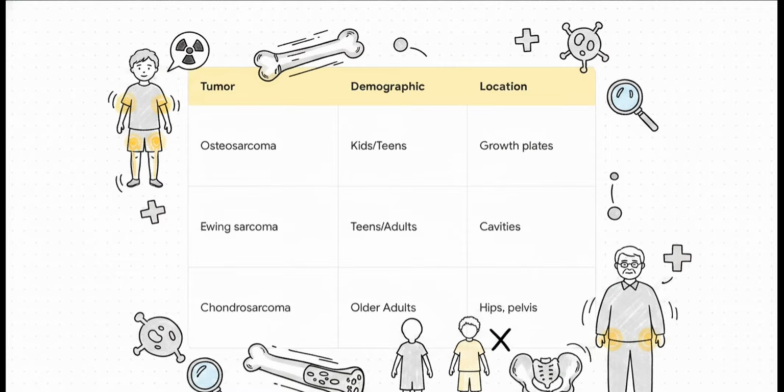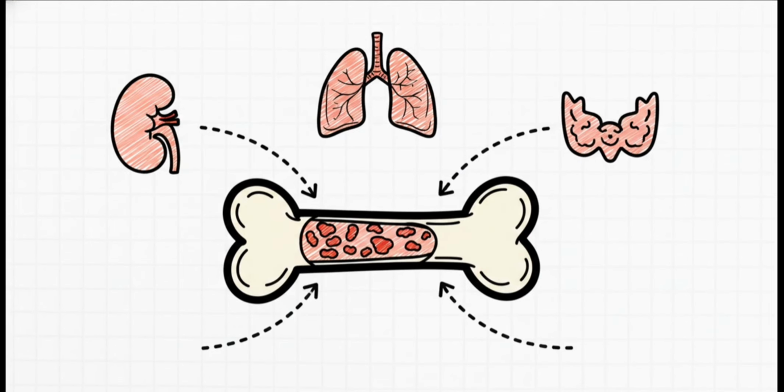And a really intriguing demographic fact from the NCI here is that African American children very rarely develop ESFTs. Finally, there's chondrosarcoma, which typically strikes middle-aged and older adults in places like the hips, shoulders, and pelvis. Because primary bone cancer is so incredibly rare, most bone cancer is actually what we call secondary bone cancer. This mostly affects older adults and means the cancer actually started somewhere else in the body and then hitchhiked its way over to the bone.